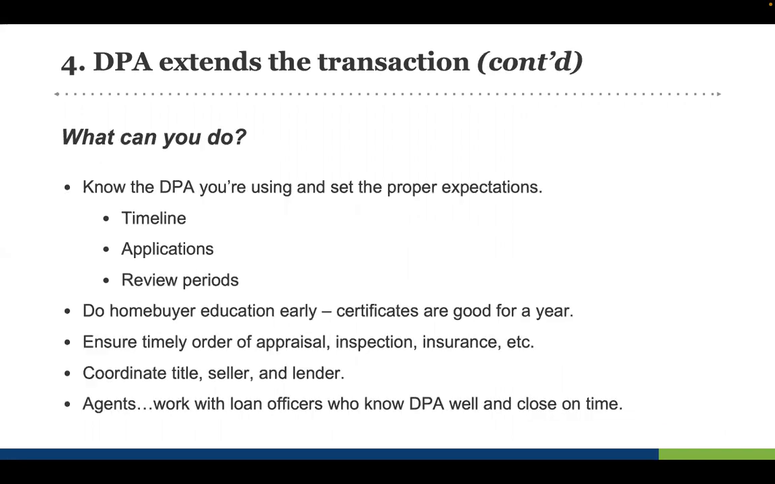So what can we do? I've sort of already said it. Know the down payment assistance program you're using. Set proper expectations about timeline, application process, who does what, review periods. Does the DPA provider need to see the income calculation or the 1003 at some point? If so, account for that. Make sure they have what they need on time so that your transaction isn't delayed. Do the homebuyer education class early. If you have a buyer, real estate agents, if you have a buyer that you think could, well, let me put it this way.